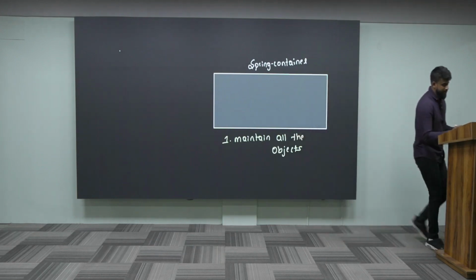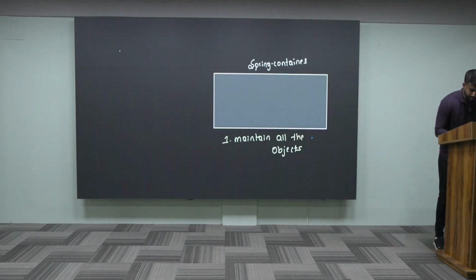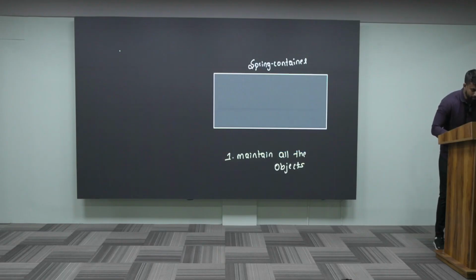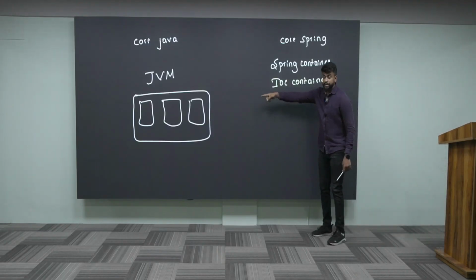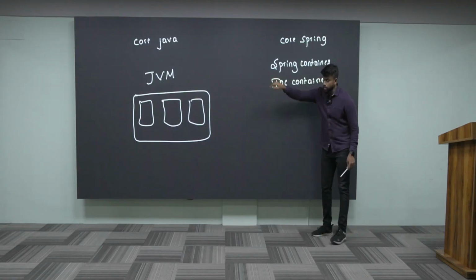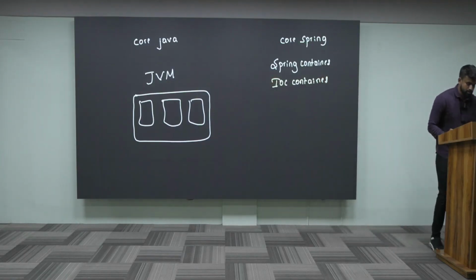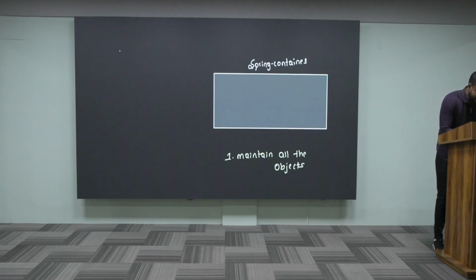It is not only maintaining. Now think and tell me, in core Java, who will create the objects? It is JVM who will create. Very good. In Spring, who will create? If you ask me, it is none other than this guy. Who is that, sir?